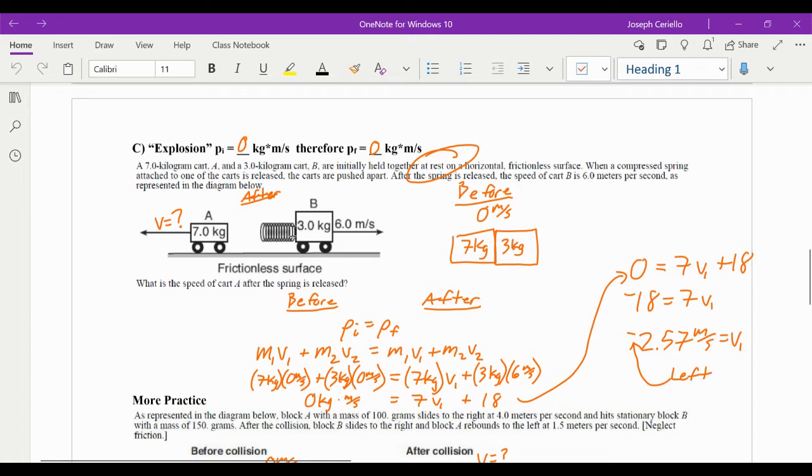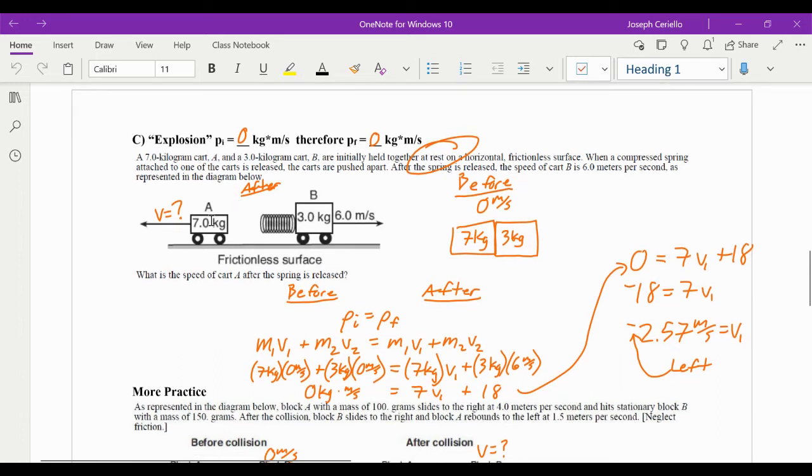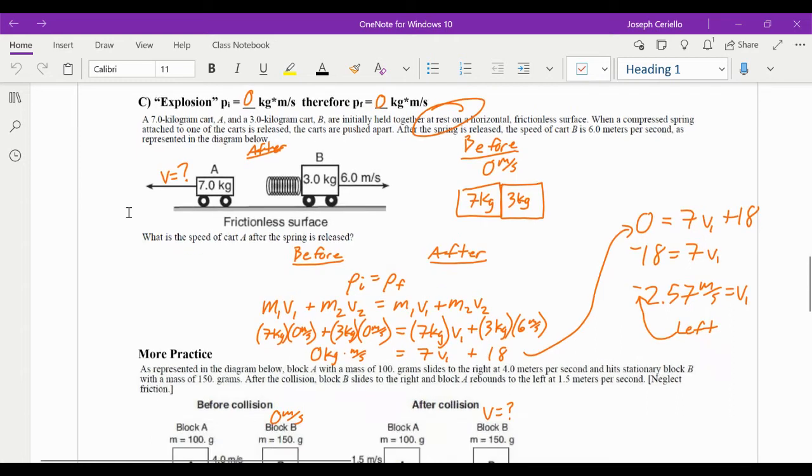7 kilograms and 3 kilograms. The 3 kilogram cart is going to the right at 6 meters per second, and the 7 kilogram cart is going to the left with a velocity we don't know.